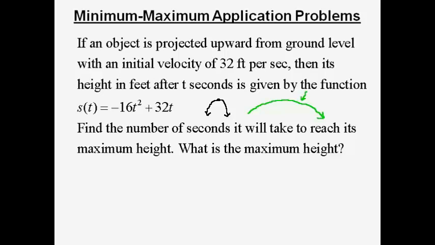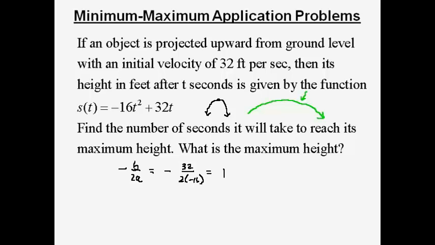Now, if we want to find the maximum of this problem, again, we're going to do the minus b over 2a to find the x part of the vertex. So the b number is 32. The a number is negative 16. So I get 32 over 32. That's going to come out a positive 1, isn't it? All right. So it looks like after 1 second, this thing must be going fast to get to its maximum height. It doesn't take it long.